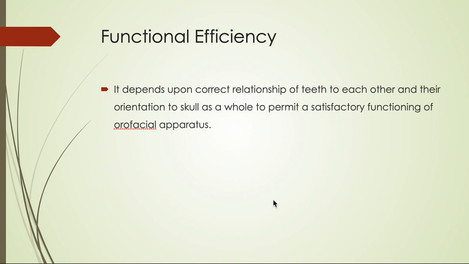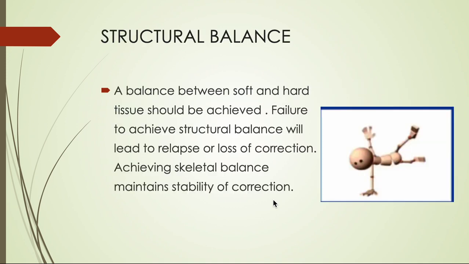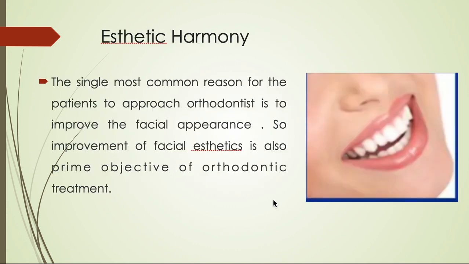Functional efficiency depends upon the correct relationship of the teeth to each other and their orientation to the skull as a whole, to permit satisfactory functioning of the orofacial apparatus. Structural balance: a balance between soft and hard tissue should be achieved. Failure to achieve structural balance will lead to relapse or loss of correction. Achieving skeletal balance maintains stability of correction.